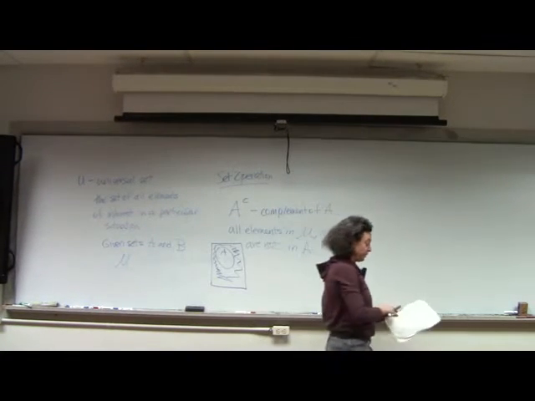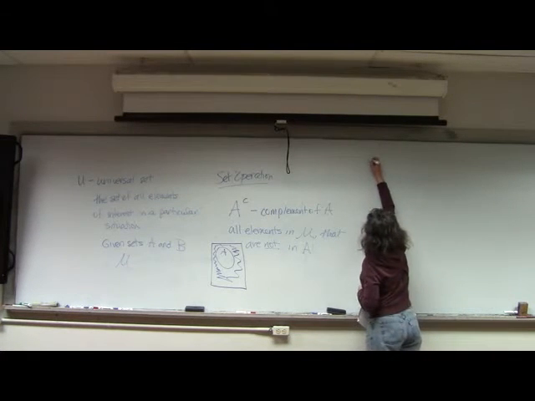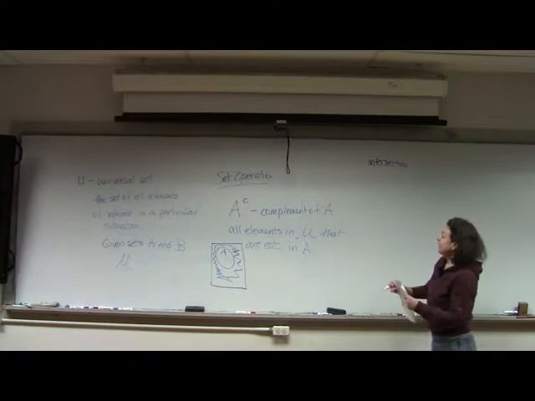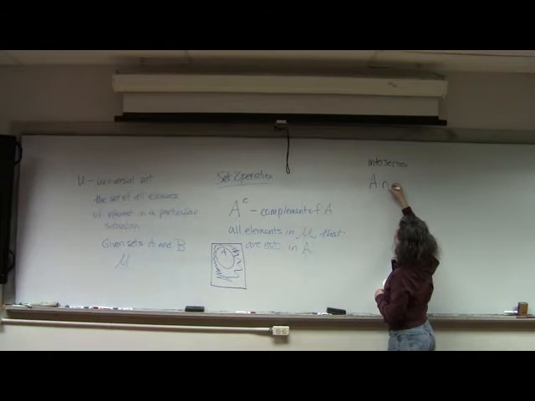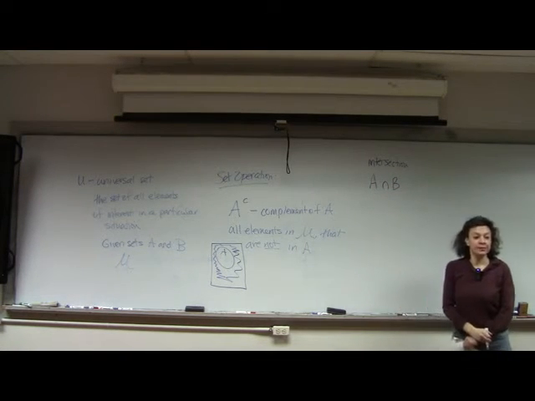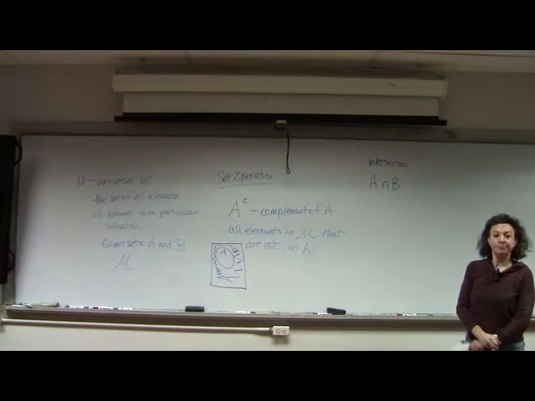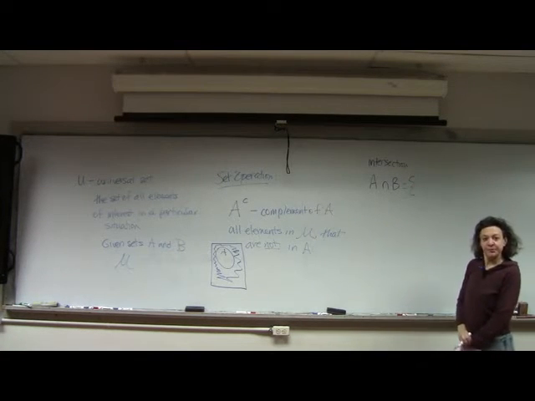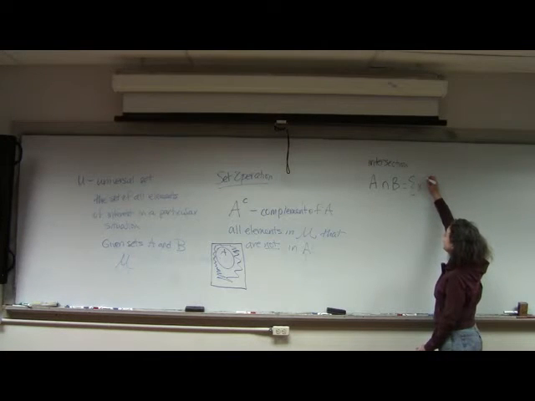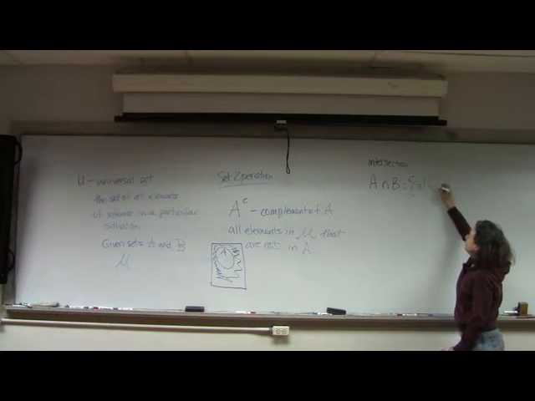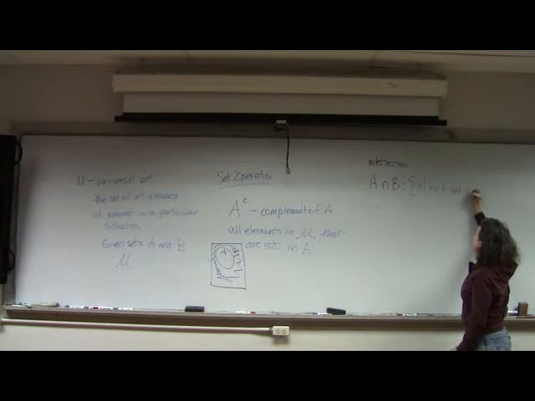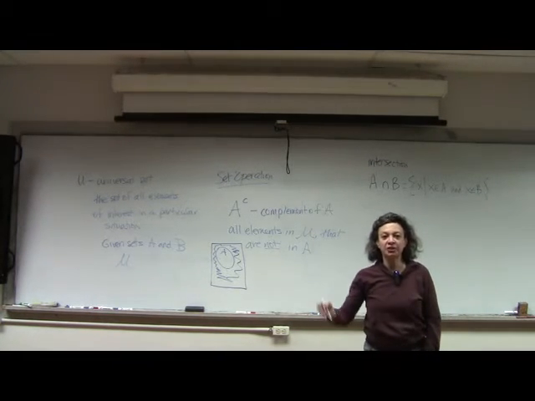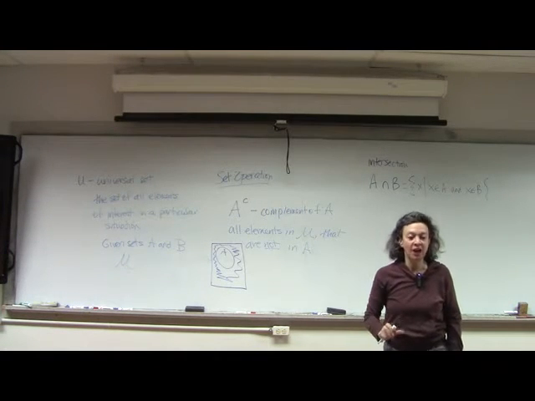The next set operation that I'm going to talk about is called your intersection. The notation for that, an upside down U, is called A intersect B. I'm going to write this out in set builder notation just so you get used to it. It's the set of all x such that x is in A and x is in B. So what we're looking at with the intersection is what these two sets have in common.